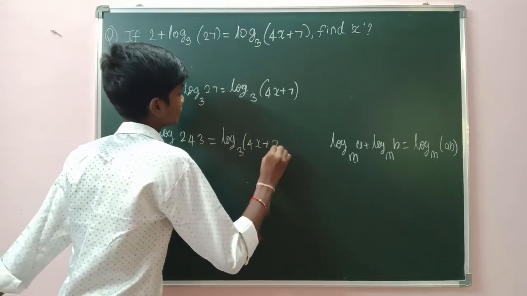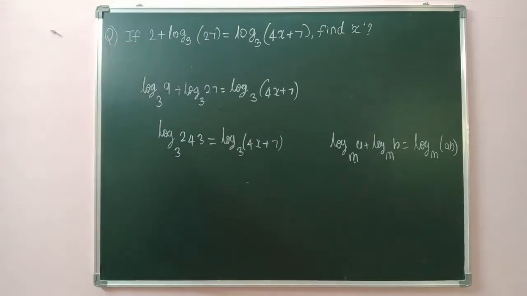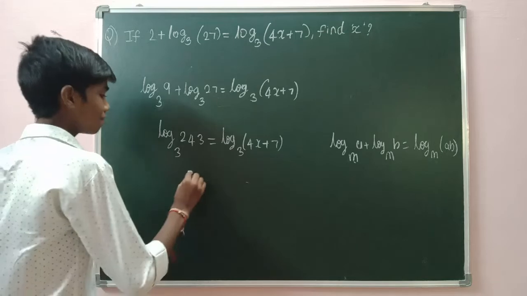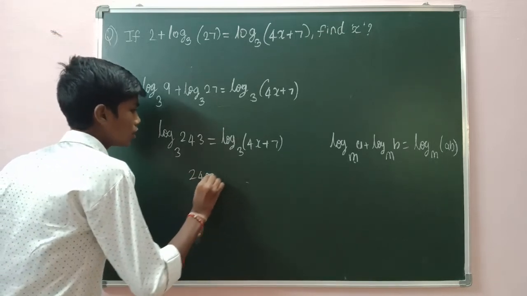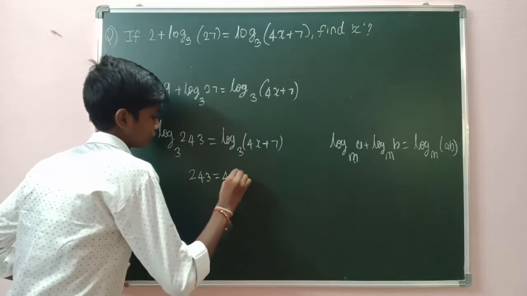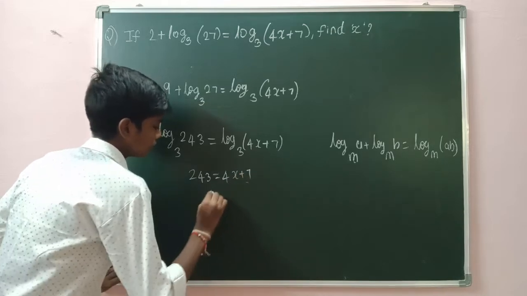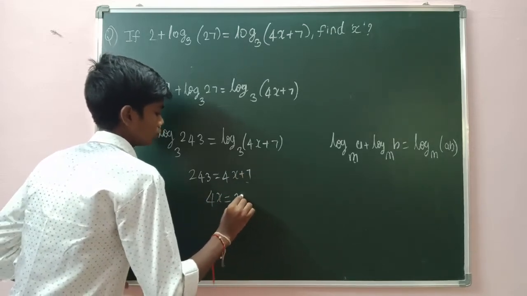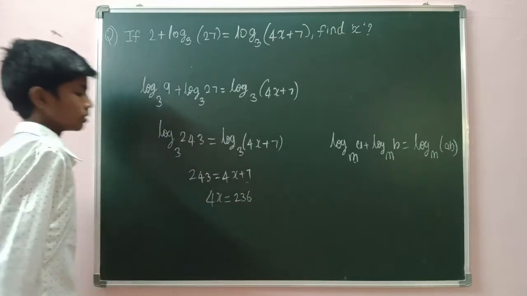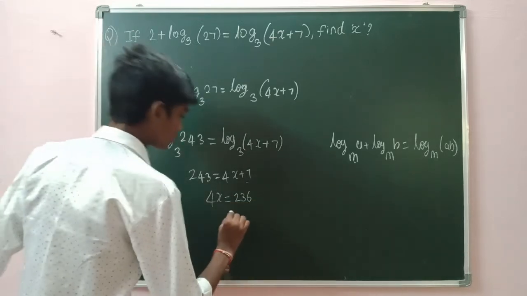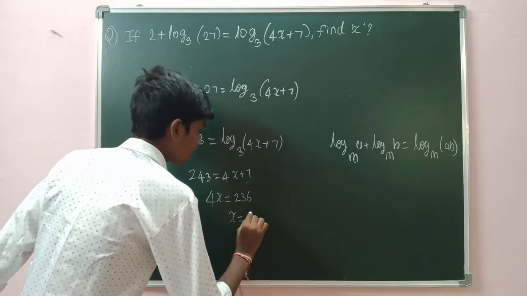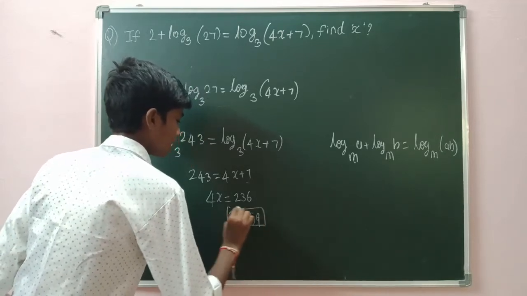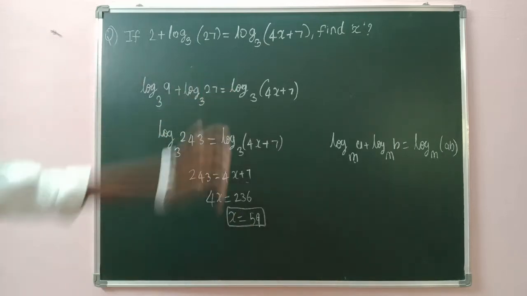That is what is given in the question, right? So now, as the base is the same and I have logs, I can equate the inside values. So 243 is equal to 4x plus 7. Then 4x is equal to 243 minus 7, that is equal to 236. Correct, right? So hence x will be 236 by 4, that is equal to 59. That's all. That's the answer to the question. So x is equal to 59.